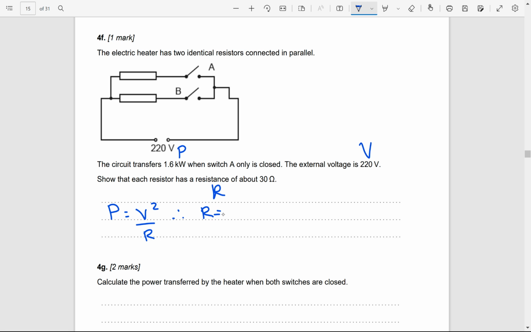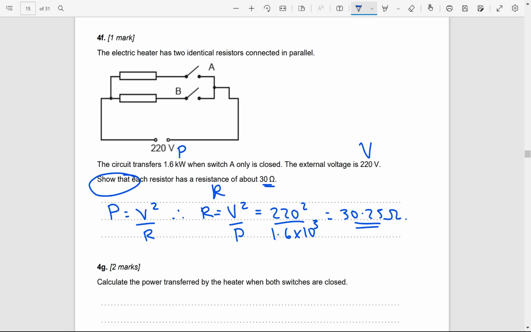So we can say that the resistance is V squared over power. So we've got 220 squared divided by 1.6. Be careful, it's in kilowatts. And that comes out at R equals 30.25. It's a show that, so I'm going to go to lots of sig figs.